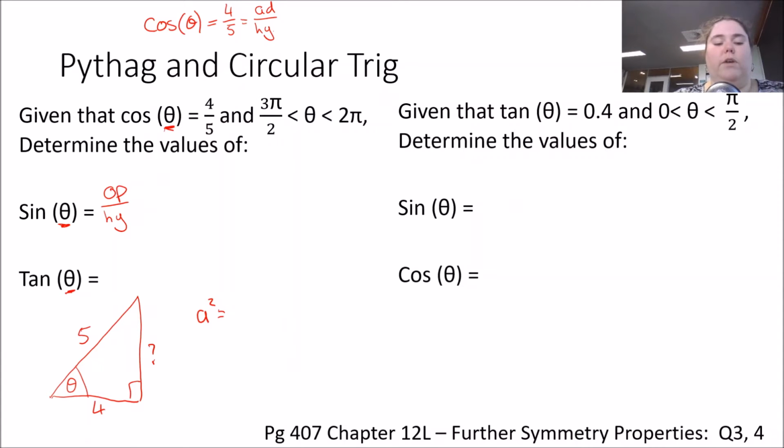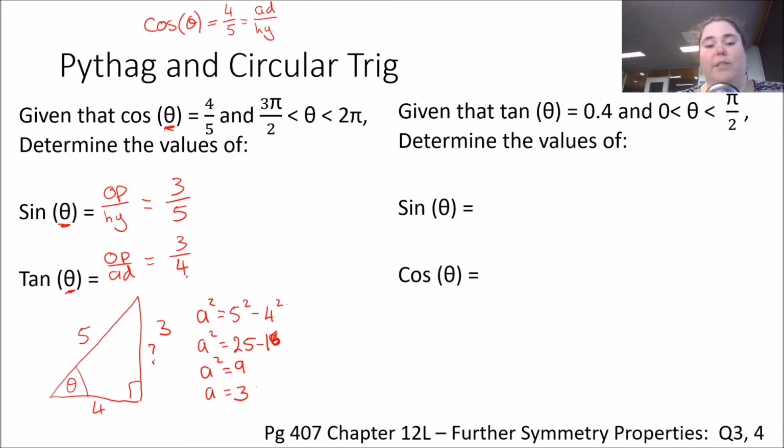So remember, when you're trying to find a short side, it is long side squared minus short side squared. So I can figure out that that opposite side is actually equal to 3. So now that I have all three sides, I know that sine of theta, so for this triangle, sine equals 3 on 5. And for this triangle, tan is equal to opposite on adjacent. So that's equal to 3 on 4. And that's how easy this question is.